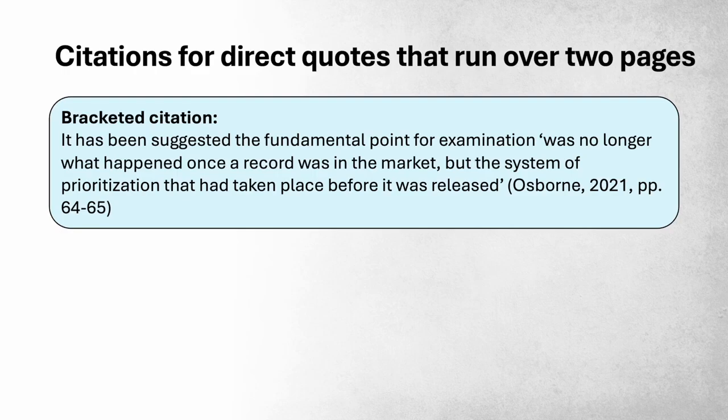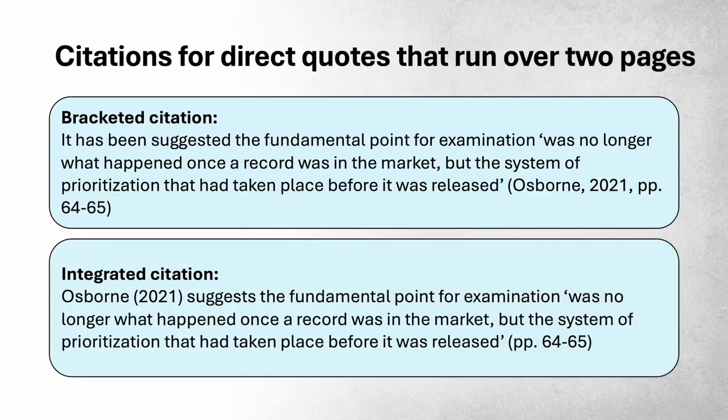Let's look at the integrated citation. Here we have the author followed by the year in brackets. Then the direct quote placed in single quote marks. And sandwiching everything in at the end we have brackets, pp. full stop, space, 64 hyphen 65, close brackets.